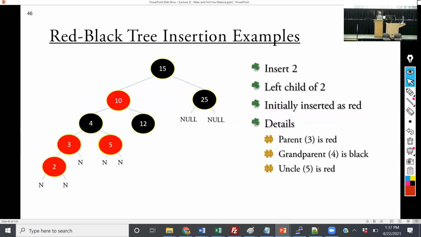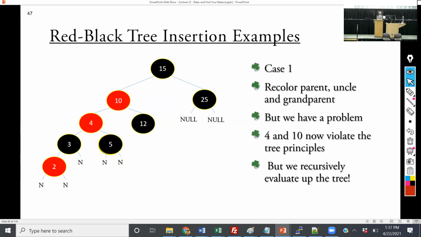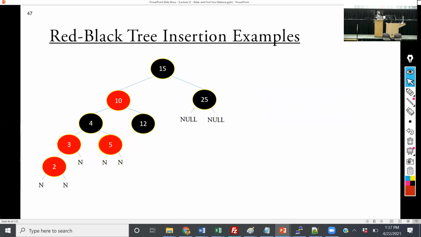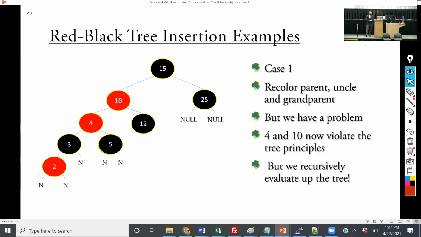Now we're going to insert 2. Now we have a scenario where the red node is inserted, the parent 3 is red, and the uncle 5 is also red. So now we have ourselves a case 1. And now we're going to recolor. Let me go back just because I see some of you taking notes. We're going to recolor 3, 4, and 5. Parent, uncle, and grandparent all get recolored. So we're going to see that 3 and 5 become black and 4 becomes red.